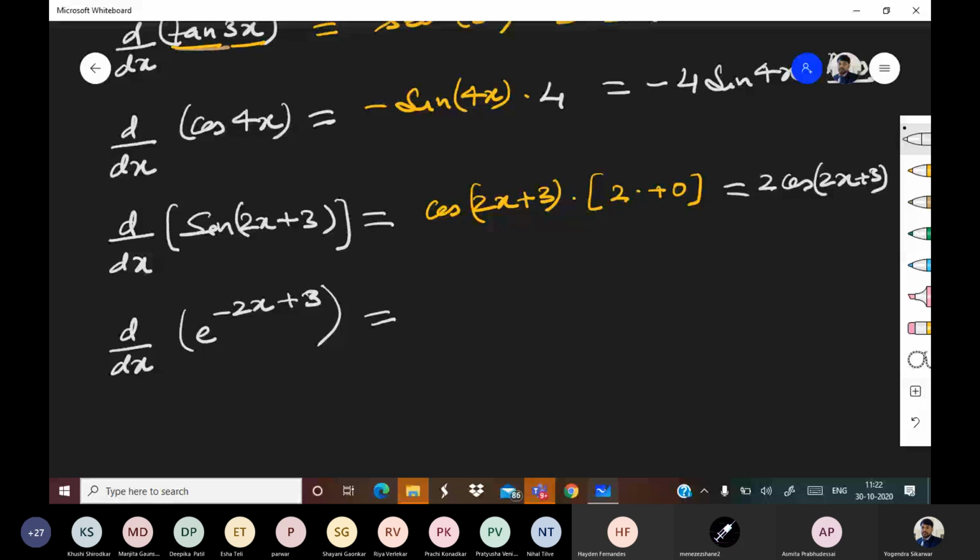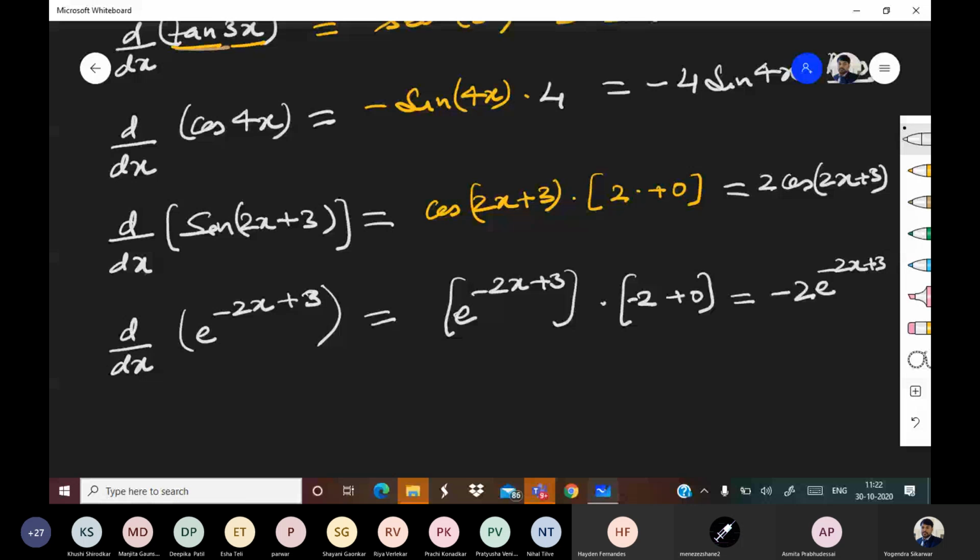So it will become, first of all, e to the power x will remain e to the power x. So e to the power minus 2x plus 3 will remain as it is after differentiation. After that, we are going to differentiate minus 2x plus 3. So differentiation of minus 2x plus 3 will give us minus 2 plus 0. So the answer will be minus of 2 e to the power minus 2x plus 3. This will be the answer.